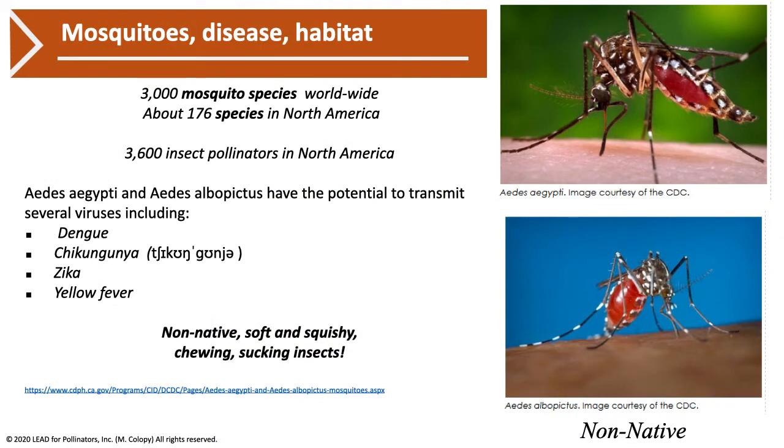None of us like to be bitten by mosquitoes, but with 176 species of mosquitoes in North America, you probably will be bitten by mosquitoes. Mosquitoes and insect pollinators have a few things in common. They are soft and squishy, chewing, sucking insects. If you use a pesticide to kill mosquitoes, a soft and squishy, chewing, sucking insect, you will also kill pollinators, which are soft and squishy, chewing, sucking insects.